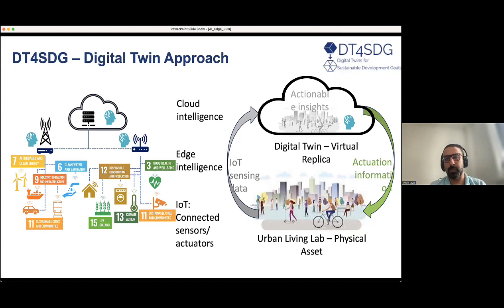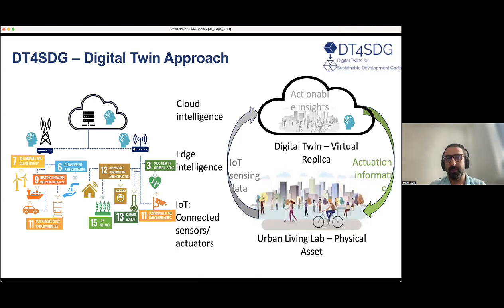So the digital twin is an exact replica that exists in the virtual world. And by experimenting in a digital twin, we can create innovative solutions that can be deployed in our smart cities of the future. And we also rely on IoT sensing data that exists in the wild for the digitization of this digital twin.